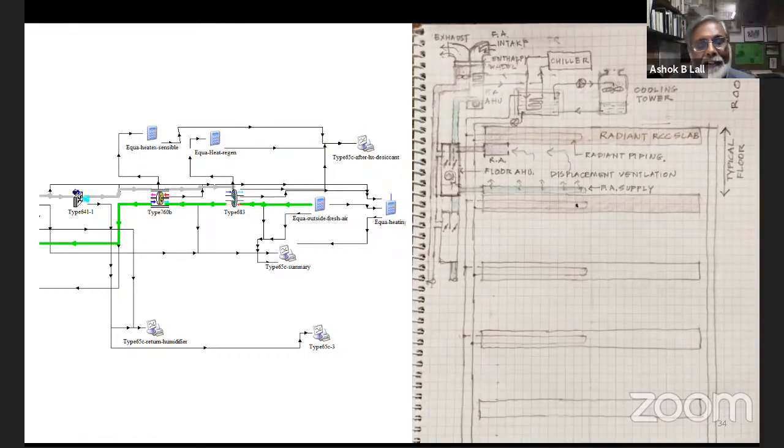And this is quite an interesting task. It's great fun to be able to do it. And a good building design is one that really integrates all the systems into a unity.